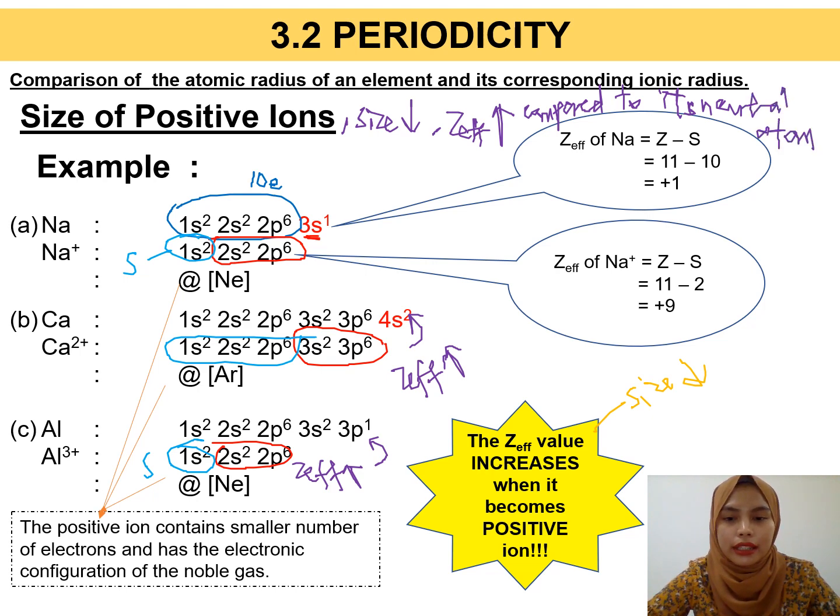And one more thing, when they have become positive ions, each of them has the electronic configuration of a noble gas.